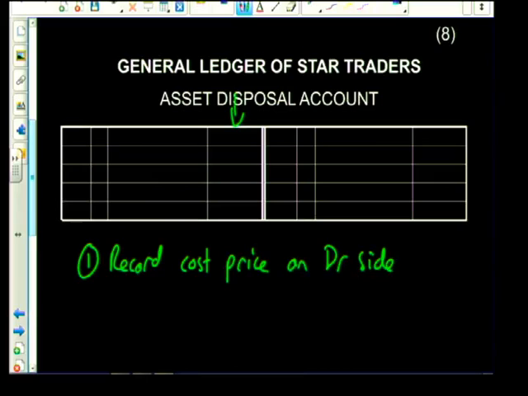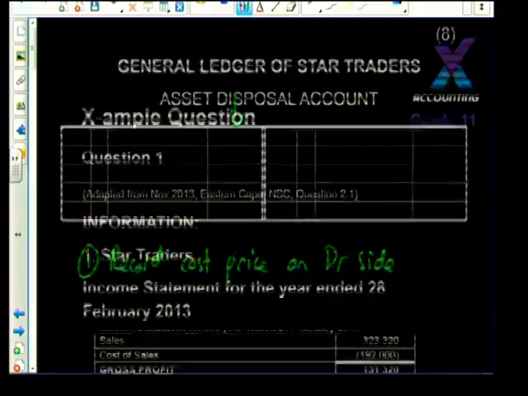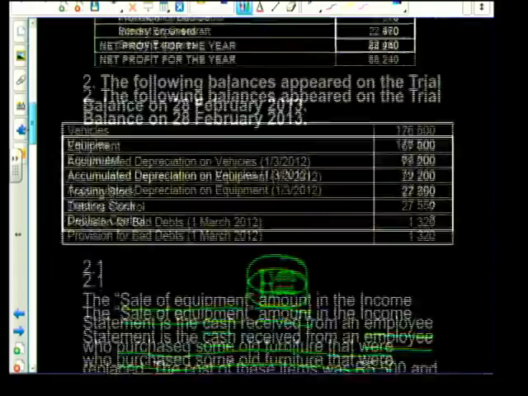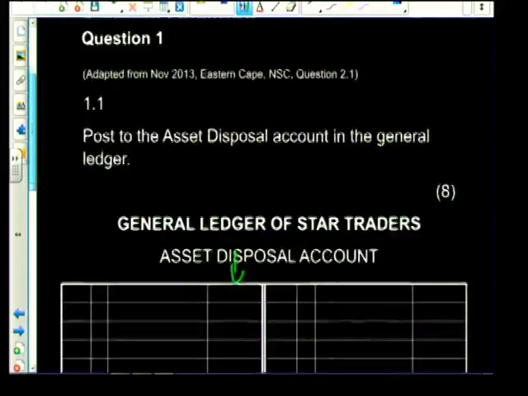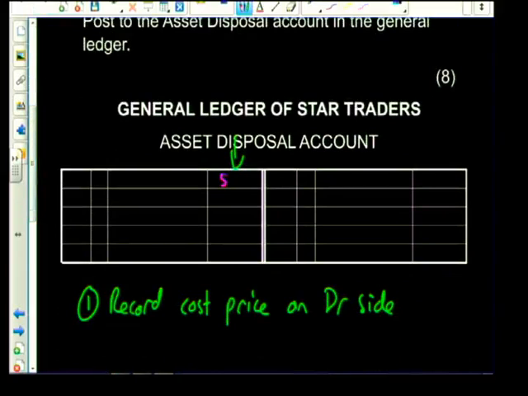So over here, we need to record the cost price of the asset that was disposed of. If we go back, we've got our information here, and it tells us that the cost price of these items, in other words, this furniture, was 5,500 Rand. This here is the cost price of the equipment that the person has bought from us. So if we go back to our T account, we need to record the cost price of 5,500 Rand over here. That's the first step.